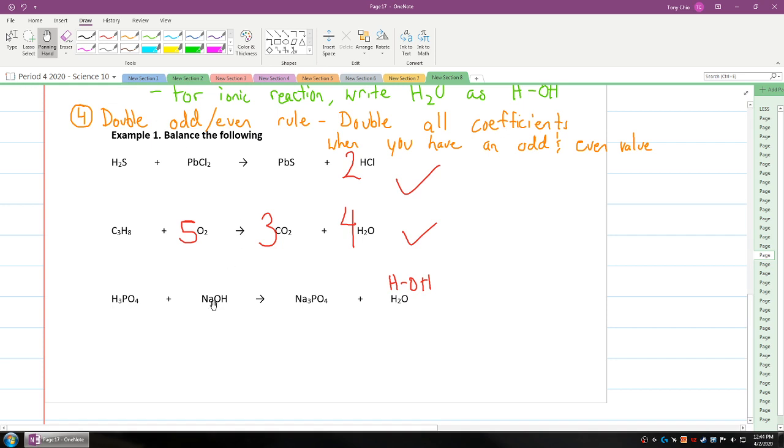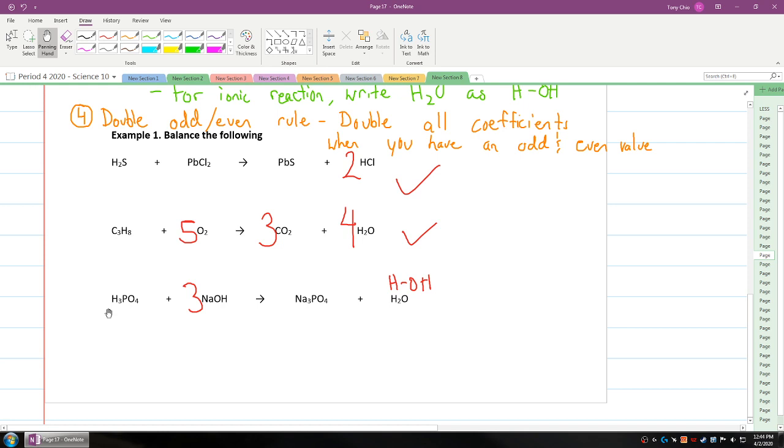Let's start by balancing our sodium. That's our metal. We have 1 sodium here, we have 3 sodium here. What do we need? We need a 3 coefficient in front of this to balance out our sodium, because now we have 3 sodiums here and 3 sodiums here.